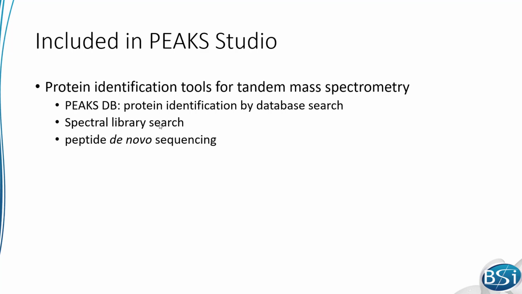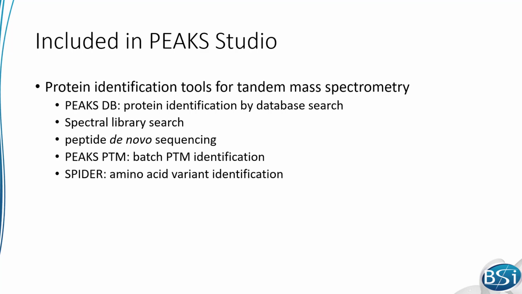If a peptide could not be matched to an entry in the database, de novo sequencing is provided to give the most likely peptide match to a spectrum. If you're interested in a large group of PTMs, Peaks PTM allows you to search many PTMs quickly and accurately. There's also Spider, which gives you the ability to identify peptides accurately even if they contain single amino acid variants.